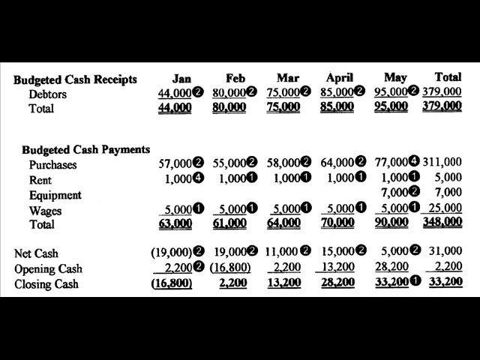We got that figure from our opening balance sheet of cash in bank, 2,200. So if we overspend by 19,000 and we have 2,200 to begin with, we end the month with a closing cash of minus 16,800. Closing cash is always net cash plus opening cash, and that 16,800 is brought from January's closing cash through to February's opening cash.